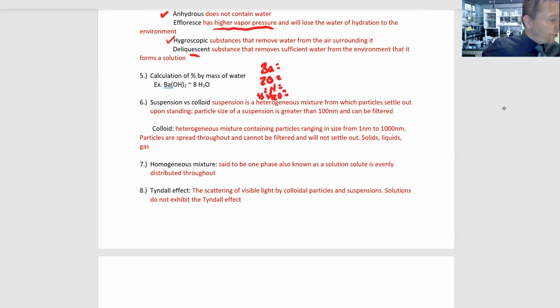So when we look at barium, we have 137.33. 2 times 16 is 32.00. Here we have 2.02. And we have 8 times water. And water is 16, 17, 18.02 times 8. So we have 144.16. And these are all grams.